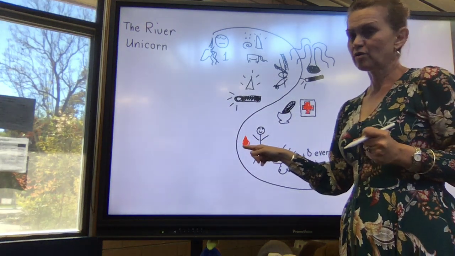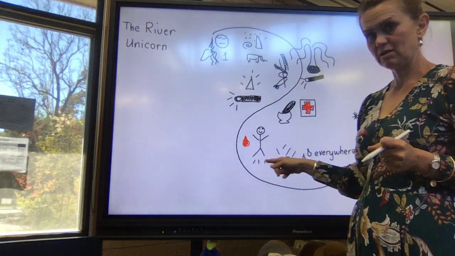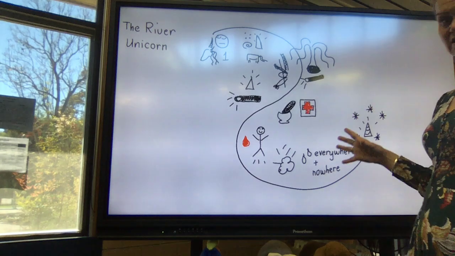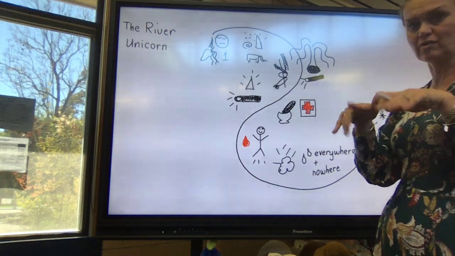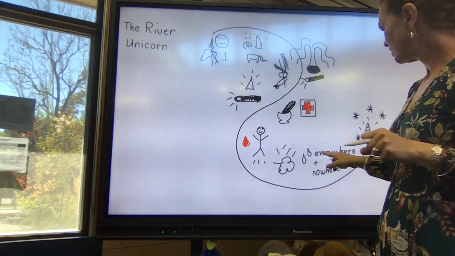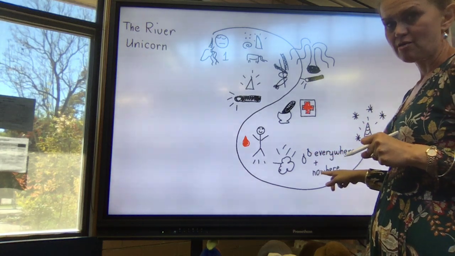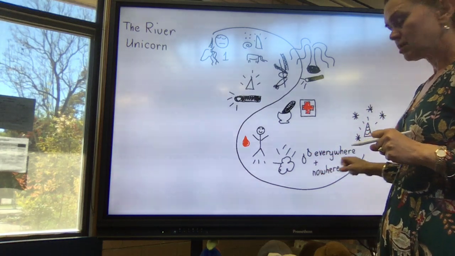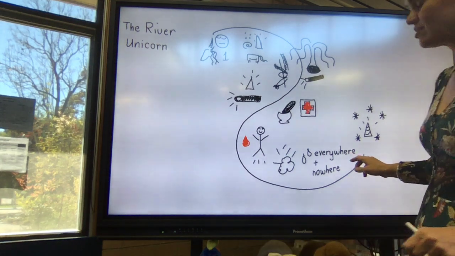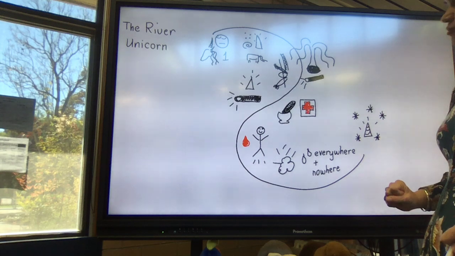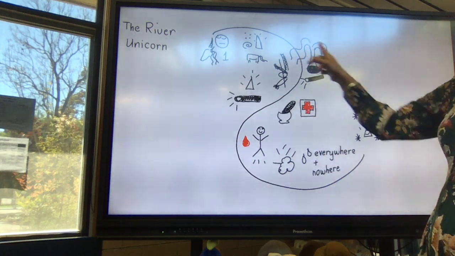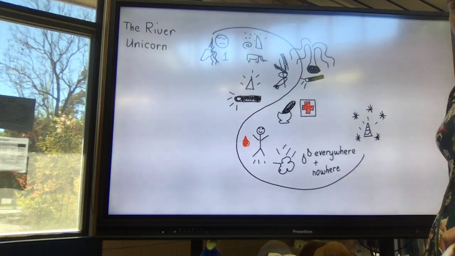One drop of the unicorn's blood will make you live forever. The unicorn can disappear in an instant. It can slip through your fingers like water, and it can appear to be everywhere and nowhere all at once. The river unicorn is the most amazing and most magical species of all unicorn. So that's our text map for the river unicorn.